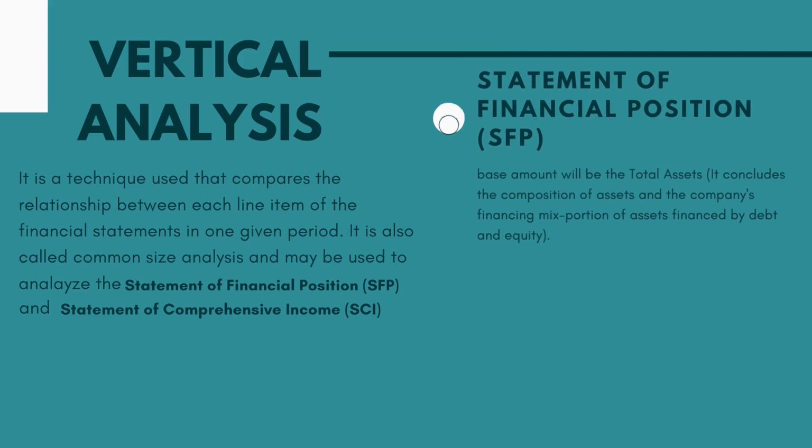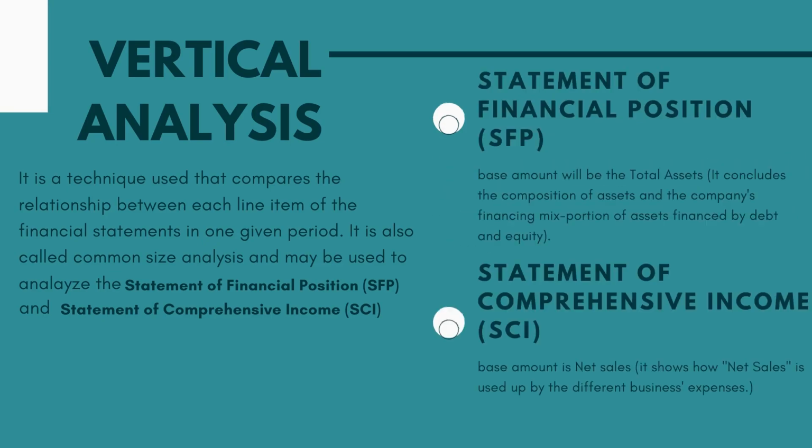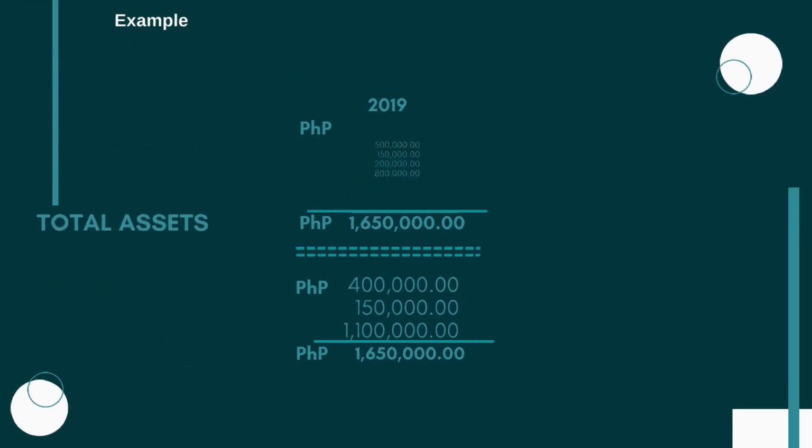For the Statement of Financial Position or SFP, the base amount will be the total assets. It concludes the composition of assets and the company's financing mix, the portion of assets financed by debt and equity. For the Statement of Comprehensive Income or SCI, the base amount is net sales. It shows how net sales is used up by the different business expenses. Here is the example for Statement of Financial Position or SFP.